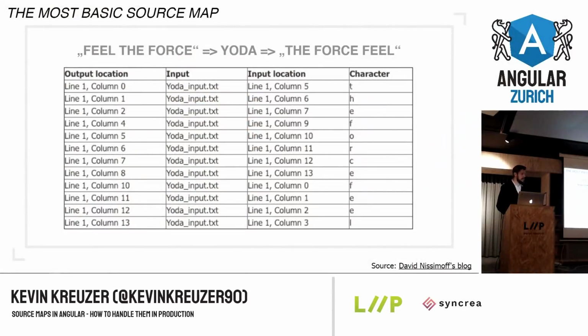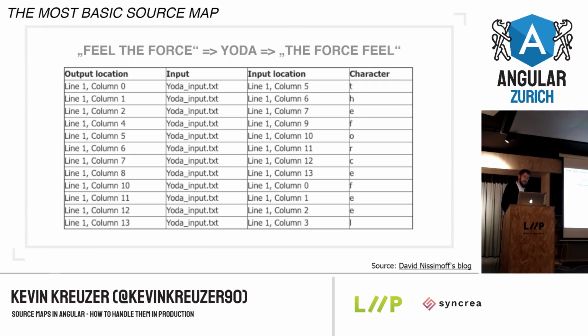So we could say the output location, which is line 1, column 0. So this would be like the T on the right side. I think from your view it's the right side. And we could say this maps to the input file, which is on the left side, and to line 1, column 5. And so we could say like this letter maps to this letter, and so on. Like the same for the H, for the E, and so on. I think that's like the most basic way.